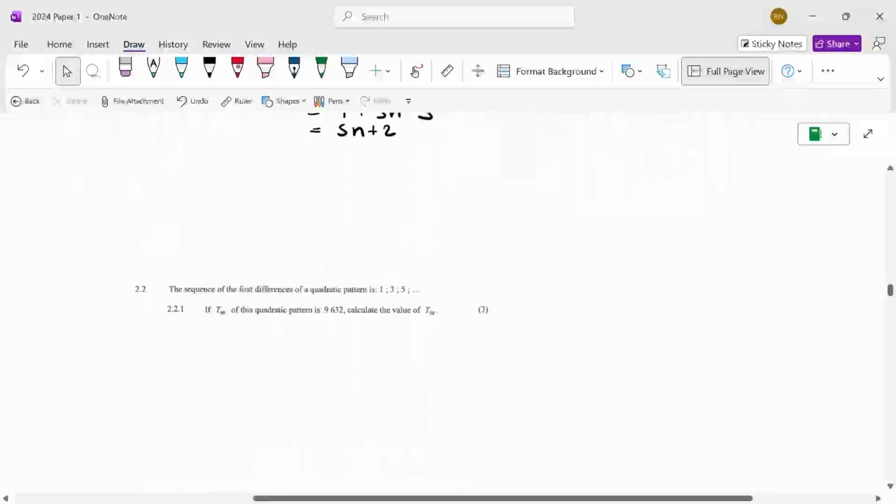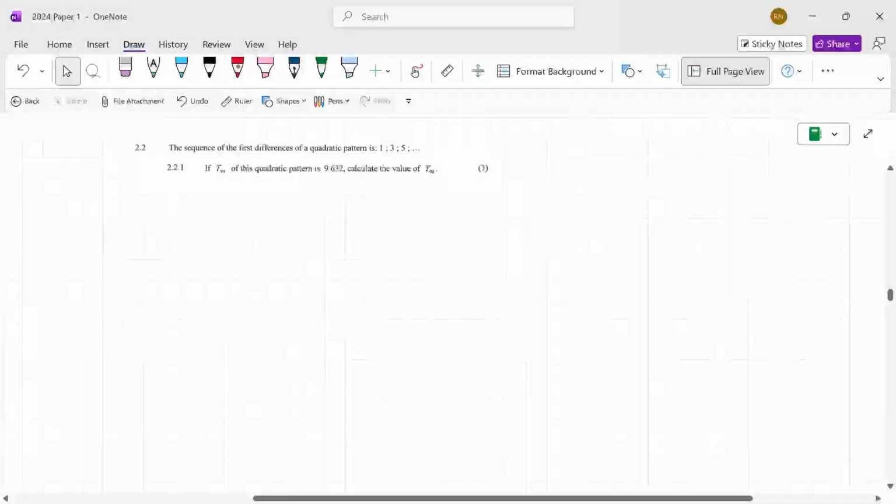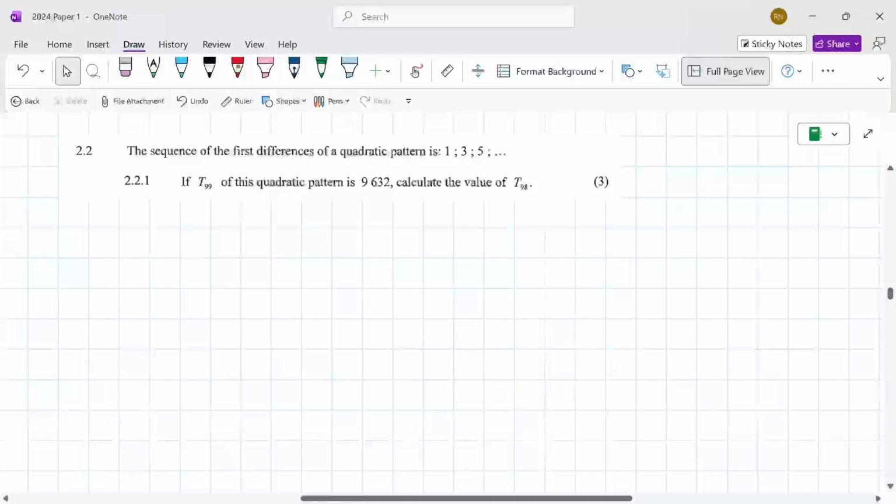Okay. Now, they said the sequence of first differences for a quadratic number pattern is 1, 3, 5. So what does this mean? First of all, we know that we get arithmetic, geometric, and quadratic. And quadratic has a first difference and a second difference. So here they're telling us we have a quadratic number pattern, and they tell us the first difference is 1, 3, and 5.